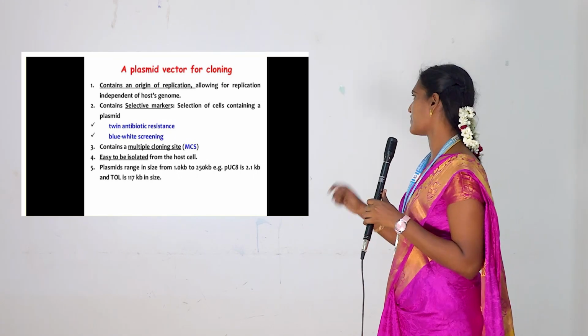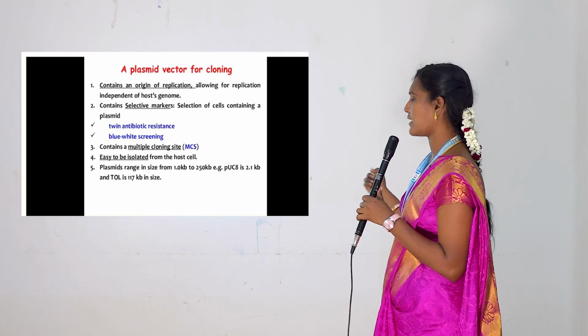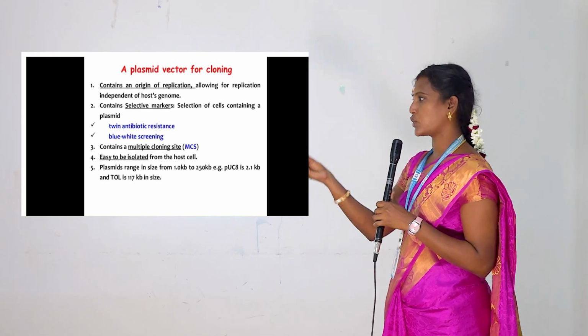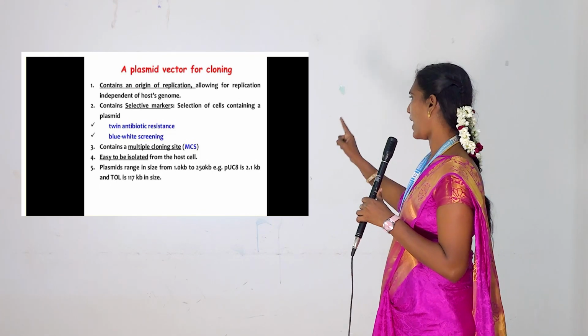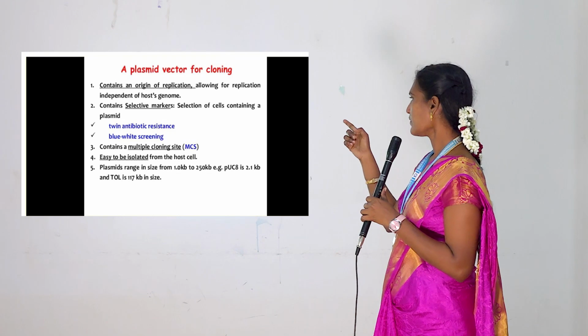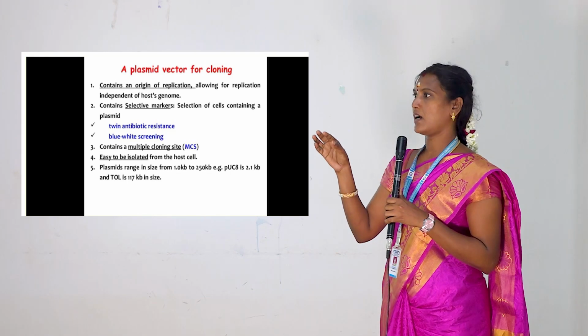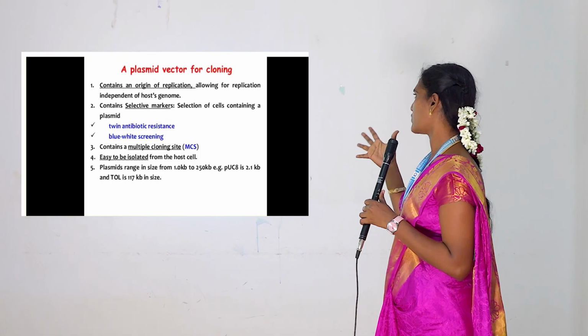There are two types of selectable markers, that is antibiotic resistance markers, and the other one is based on colors, by which we can differentiate which one is transformed and which one is not transformed, that is the blue white screening method. And it contains a multiple cloning site. Multiple cloning site means we can insert more than one gene of interest.